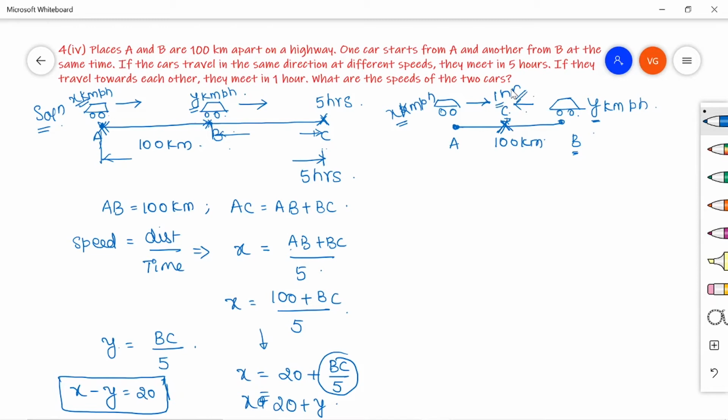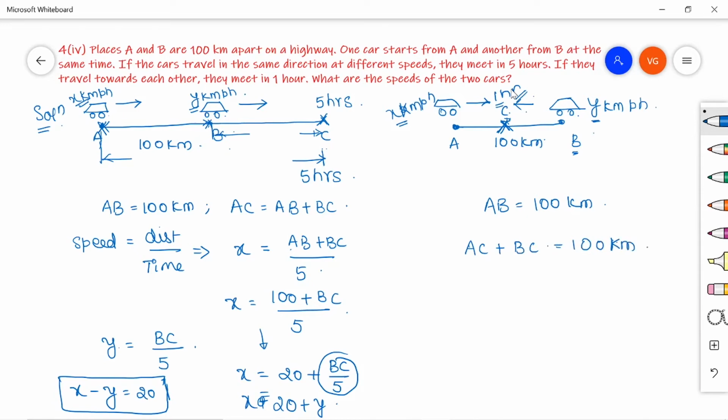So again I'll write the distance here. I know AB is equal to 100 kilometer, and I have taken a point C here, right? So AC plus BC we know. The total distance AC plus BC is again nothing but 100 kilometer. Till that we know.